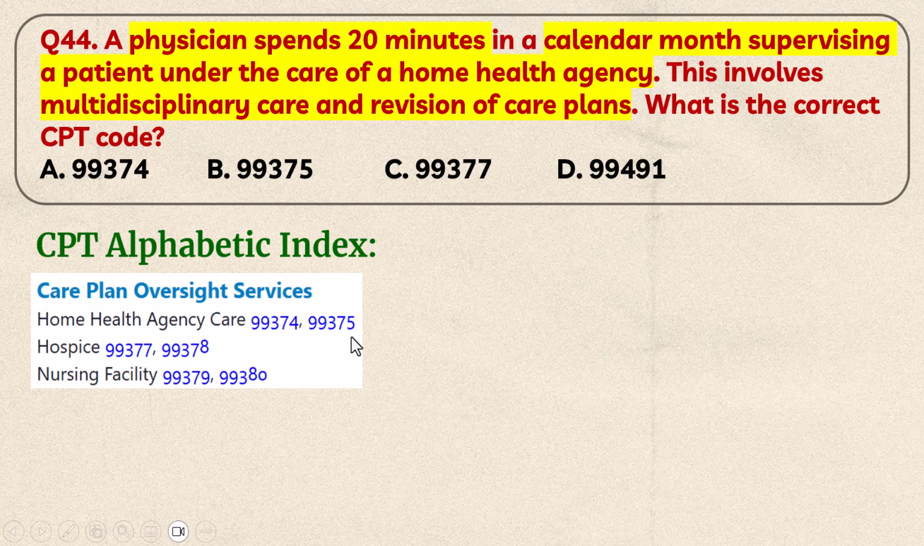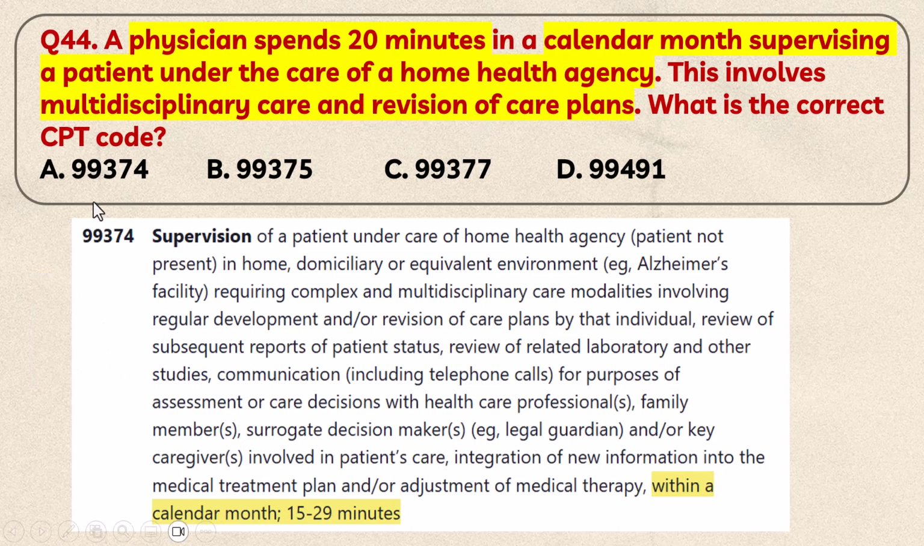Again, come back to the tabular list and confirm the answer. Once you go to the code 99374, it's giving many descriptions. Supervision of a patient under care of home health agency within a calendar month, 15 to 29 minutes. So in our case, it's 20 minutes. So it falls within this time period. So the correct answer will be answer A.